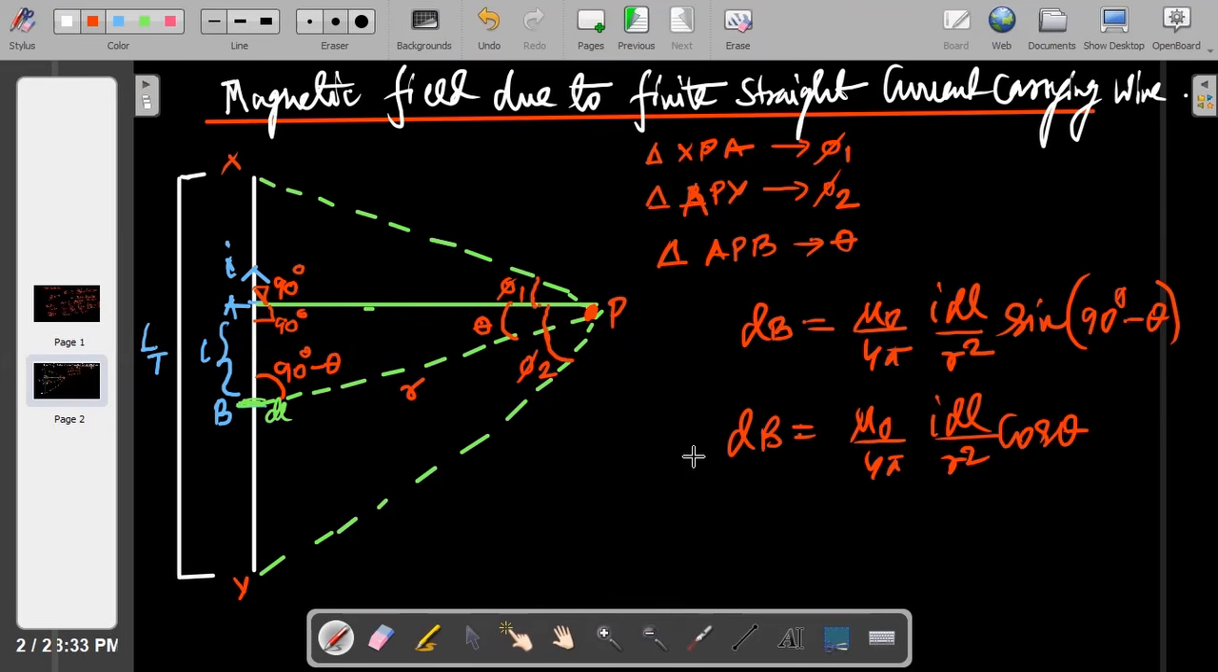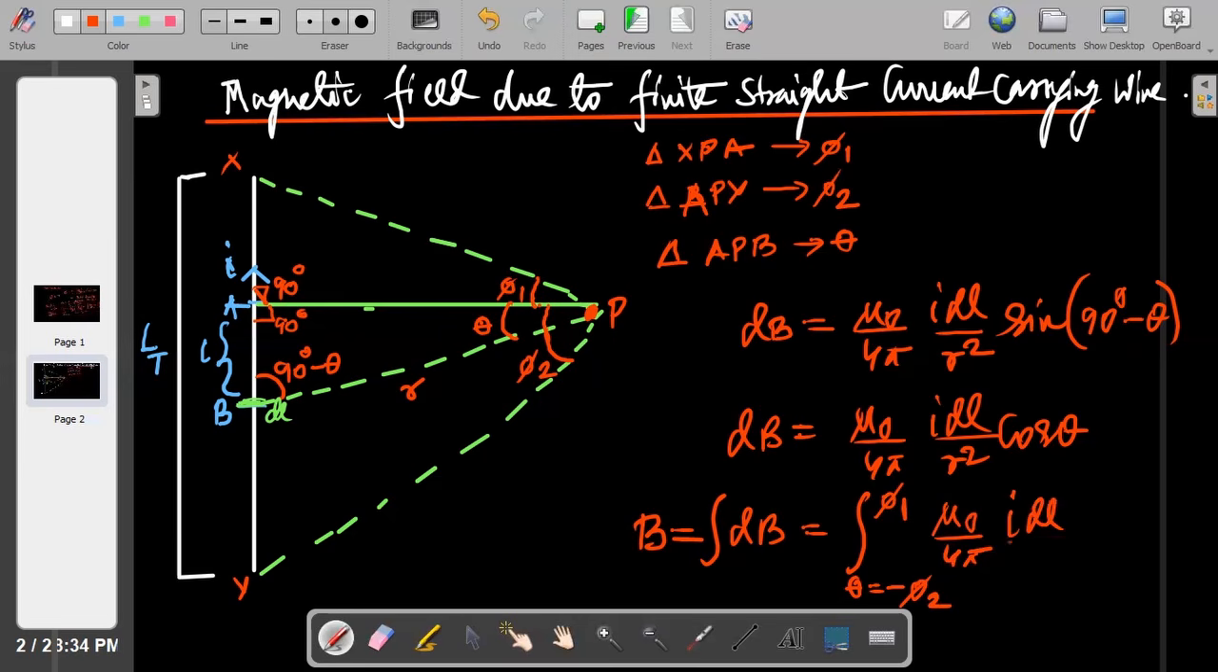We need to integrate to find the total magnetic field. B is nothing but the integration of dB. In terms of theta, the angle theta will change from minus phi 2 to phi 1 (you can also take plus phi 2 and minus phi 1, not an issue), with mu naught by 4 pi I dl by r square into cos of theta. This we need to determine, then we will get the total magnetic field.